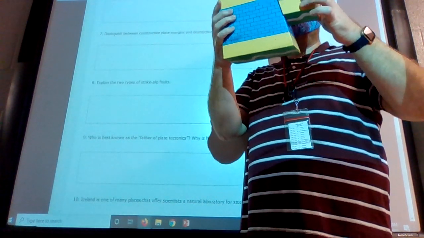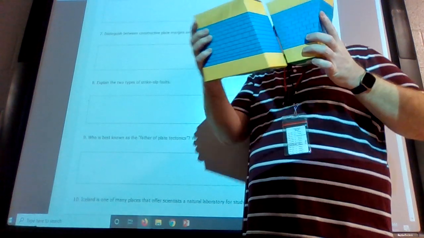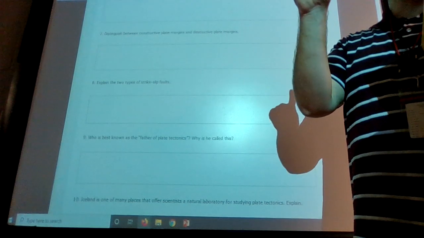It's not going to go up. It's not going to go down. It's going to go side by side. It's going to move like this. So I have 2 different faults. I have a left lateral and a right lateral.